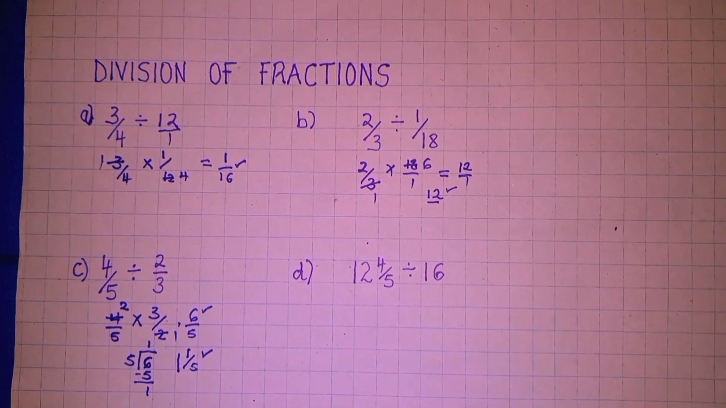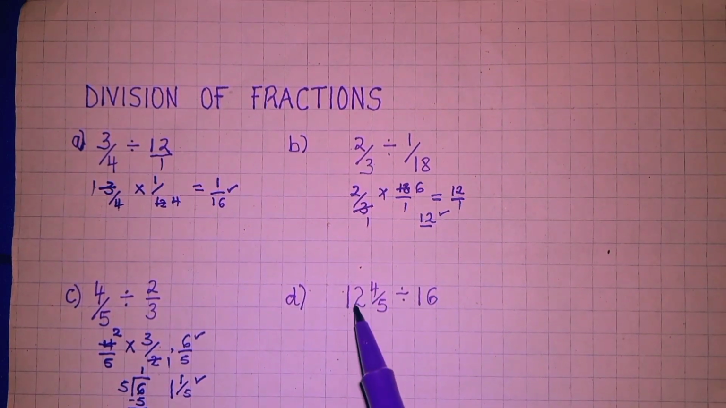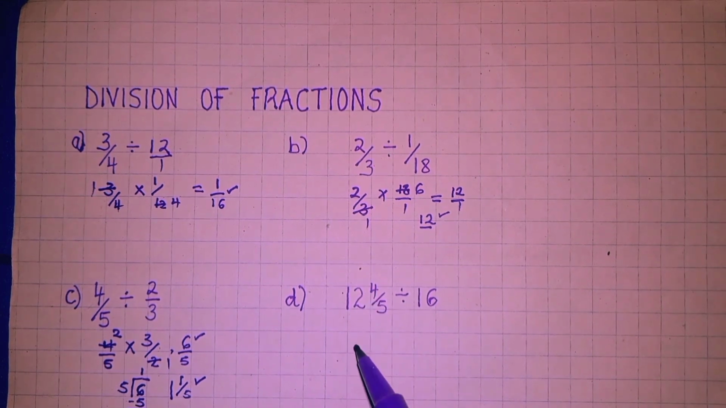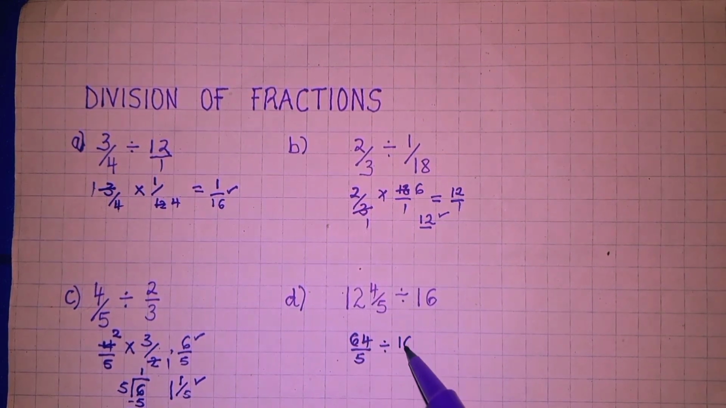So number D, we have 12 and 4/5 divided by 16. So this is a mixed number being divided by a whole number. So we start by converting this one into an improper fraction. 5 times 12 is 60. 60 plus 4 is 64. This one becomes 64 over 5 divided by 16.